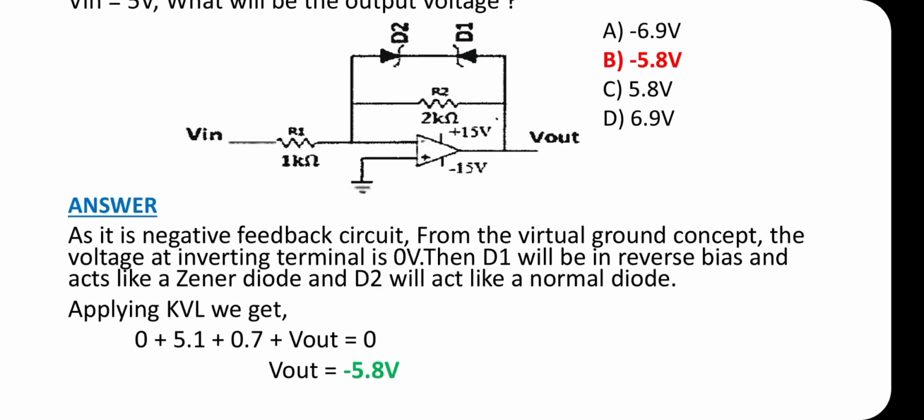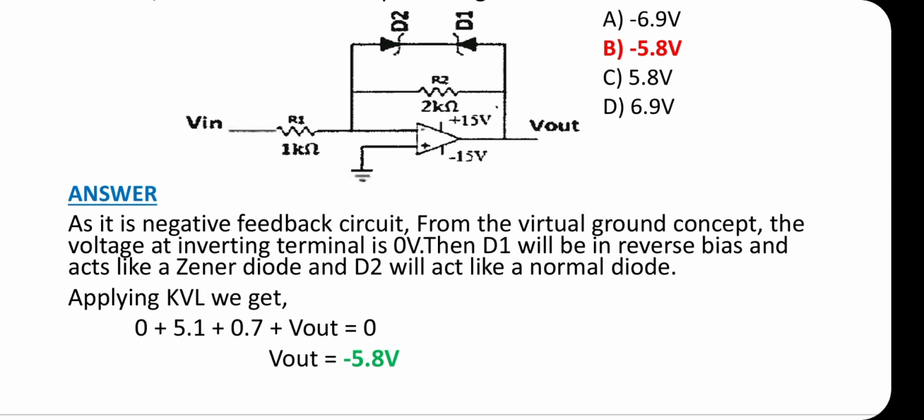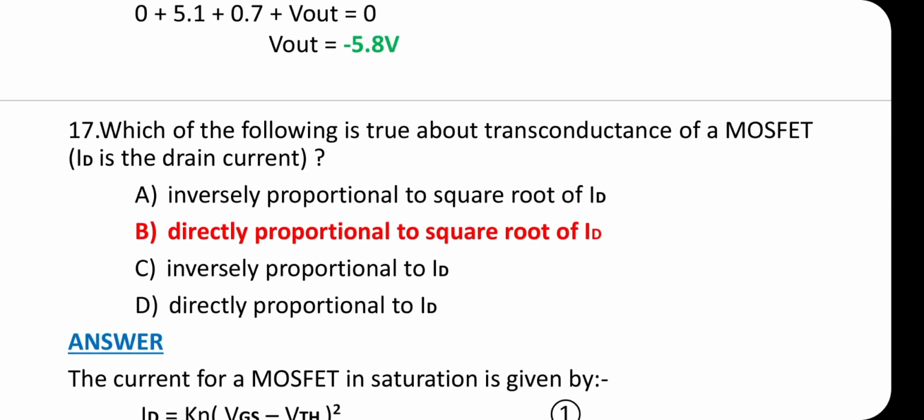Applying KVL at the inverting terminal, it is 0 volt plus at D2 0.7 volt, the knee voltage, and across D1 5.1 volt, that is the Zener breakdown voltage, plus V out equal to 0. After equating, we get V out equal to minus 5.8 volt.